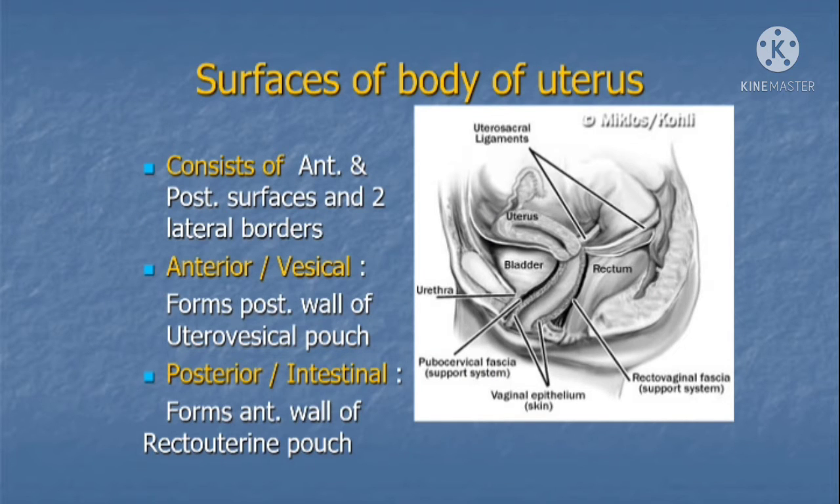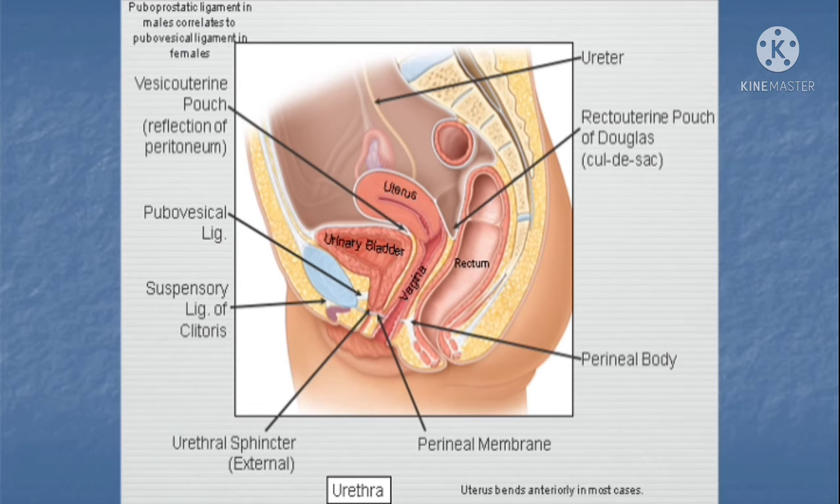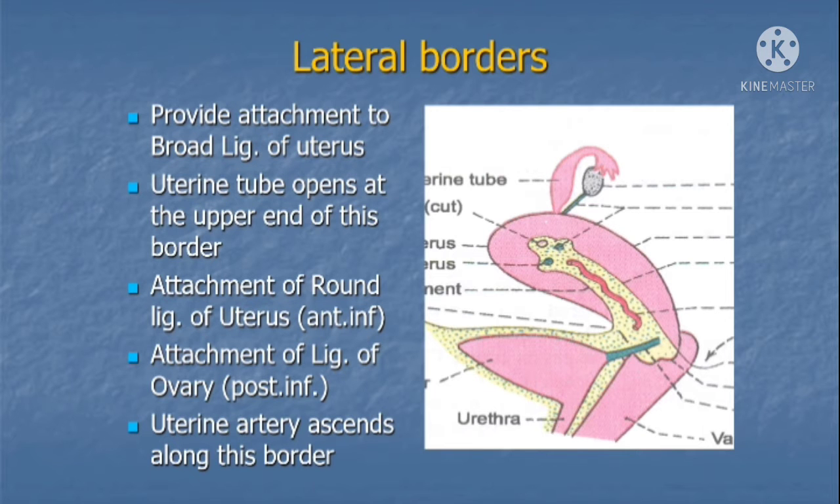Coming to the surfaces of the body of the uterus, it consists of anterior and posterior surfaces and two lateral borders. The anterior surface, otherwise called vesical surface, is related to the urinary bladder. The posterior surface, otherwise called intestinal surface, is related to the rectum and forms the recto-uterine pouch, otherwise called pouch of Douglas. In case of any pathology in the pelvis, fluid collects in the pouch of Douglas or cul-de-sac.